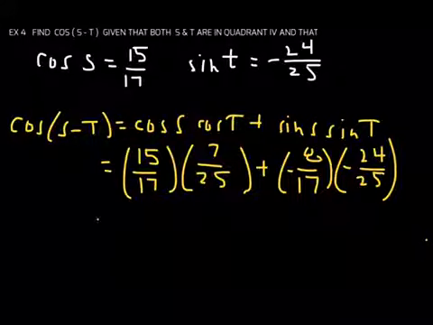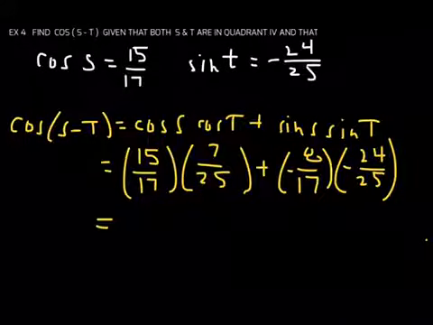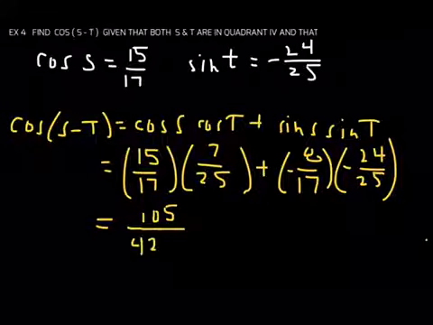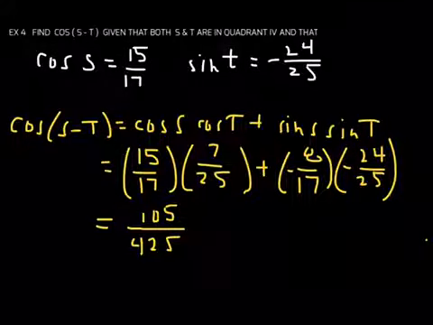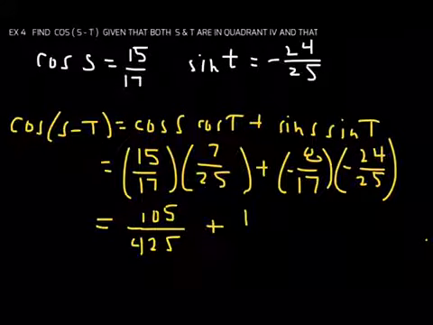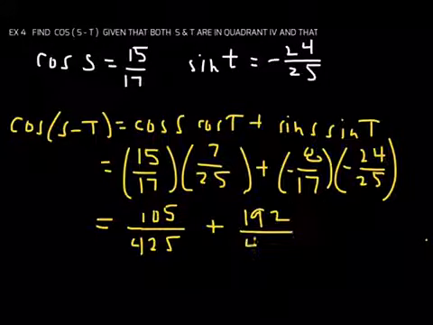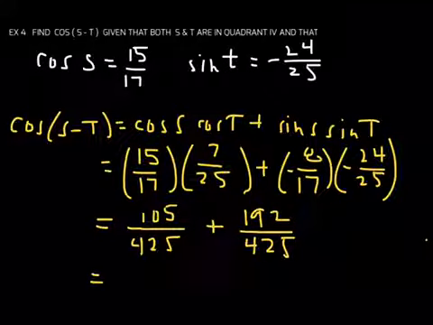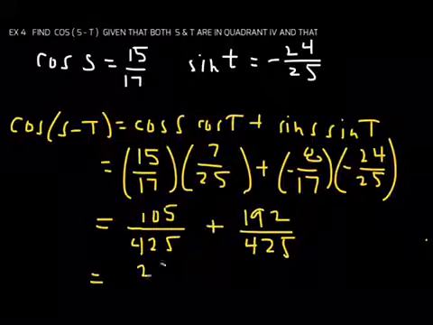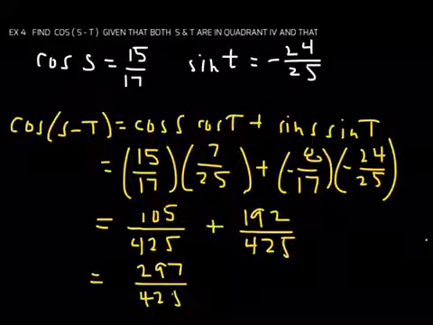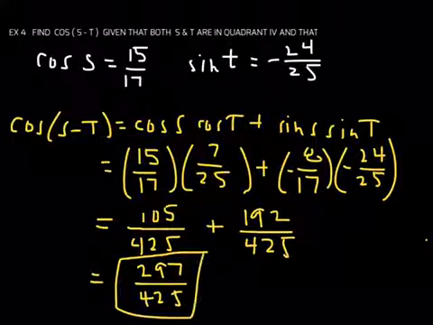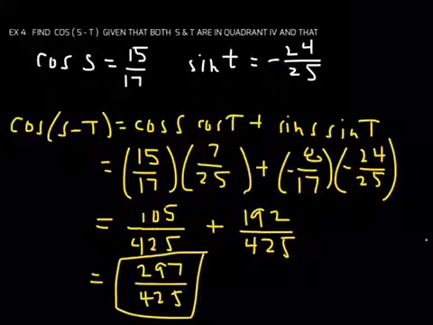All right, so then right here, we get 15 times 7, which is 105 over 17 times 25, which is, what is that, 425? Alrighty, so 105 over 425, plus, this is going to be plus, 8 times 24, which I believe is 192 over 425. So the final answer here is going to be 297 over 425. This is the value of the expression. Cool. Good job. That was a pretty cool example.